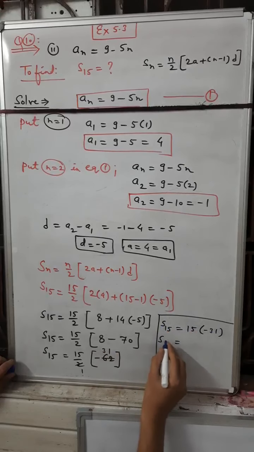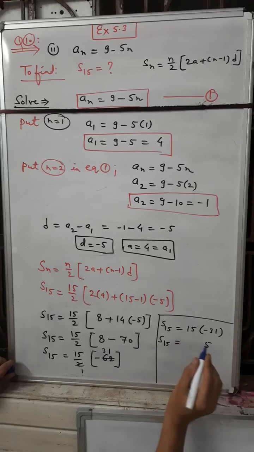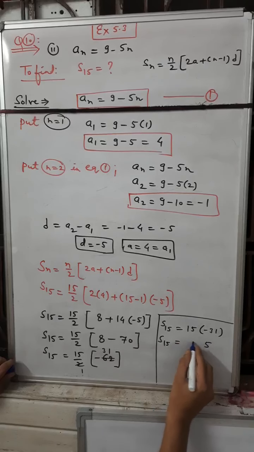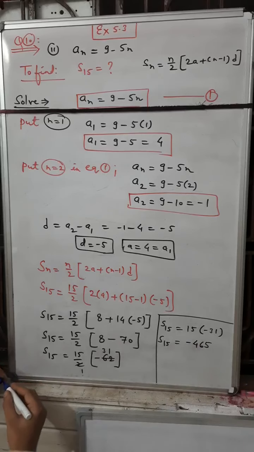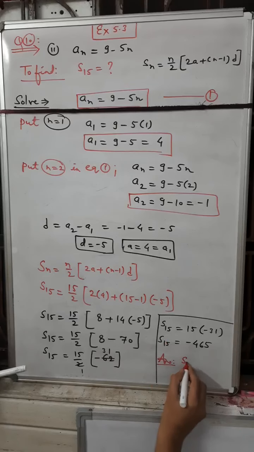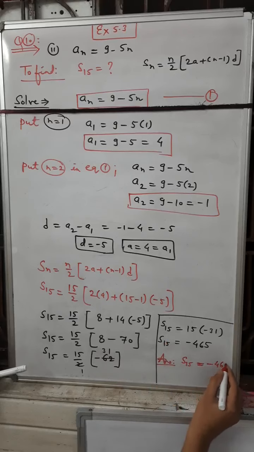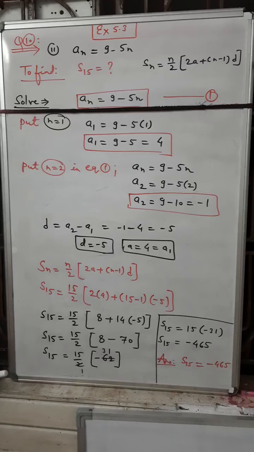So we can multiply here: 15 times 1 is 15, carry 1, 15 times 3 is 45, and 1 more makes 46. So minus 465 is the answer. We can write the answer: the sum of the first 15 terms is equal to minus 465. It is the solution of this question.